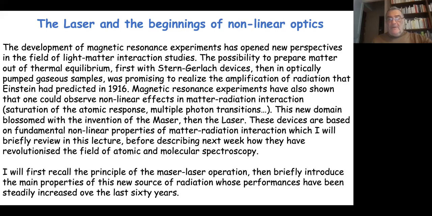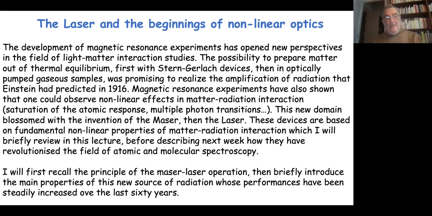Another thing that the magnetic resonance experiment did is to show that one can observe nonlinear effects in matter-radiation interaction. Saturation of the atomic response, which is, for example, the reversal of the Majorana transition, the Majorana resonance. You can have multiple photon transitions, as I showed you in one of the slides. And this new domain blossomed with the laser. The nonlinear effects that you observe with magnetic resonance become even more spectacular when you observe them with the light of a laser. So I will briefly review these properties in the remainder of this lecture.